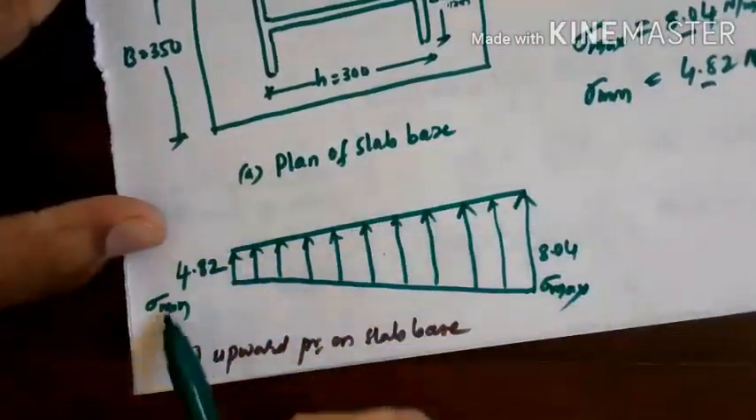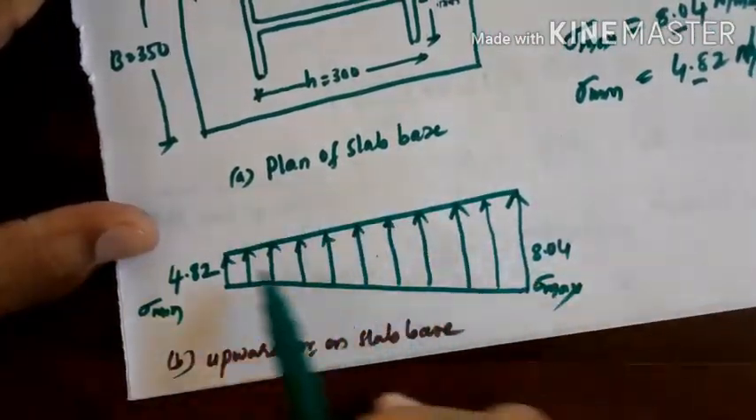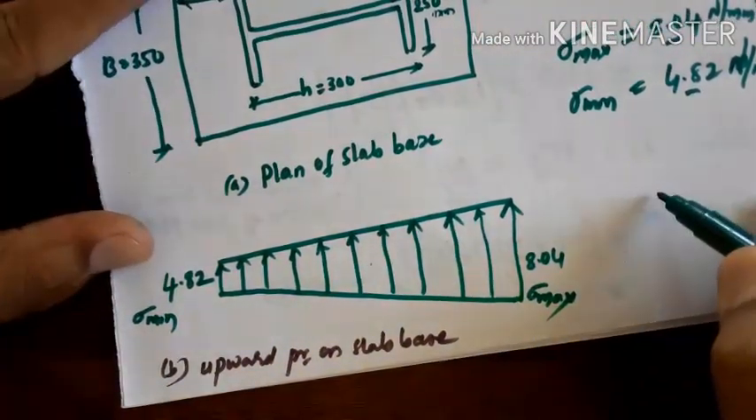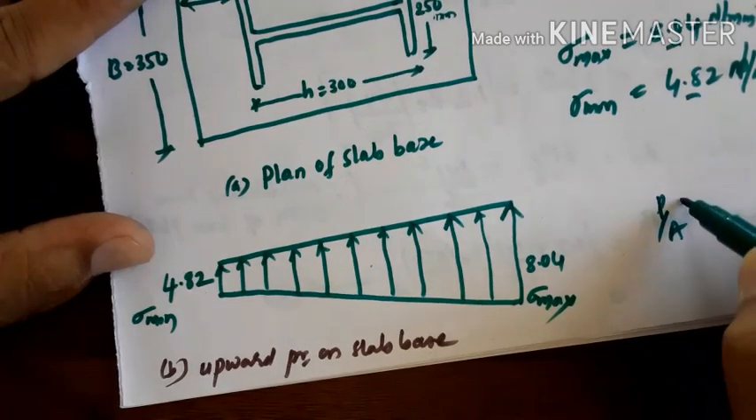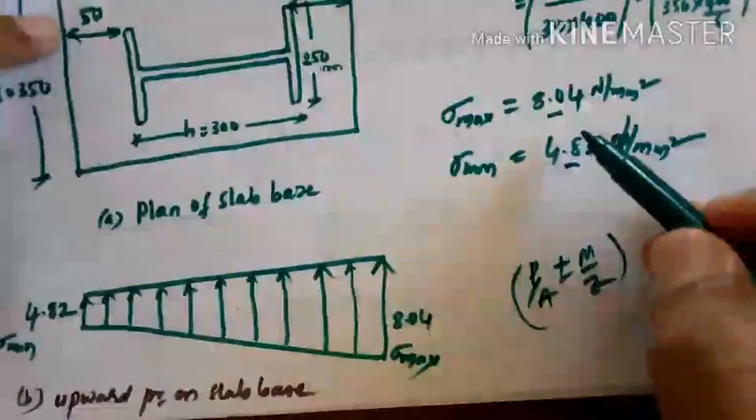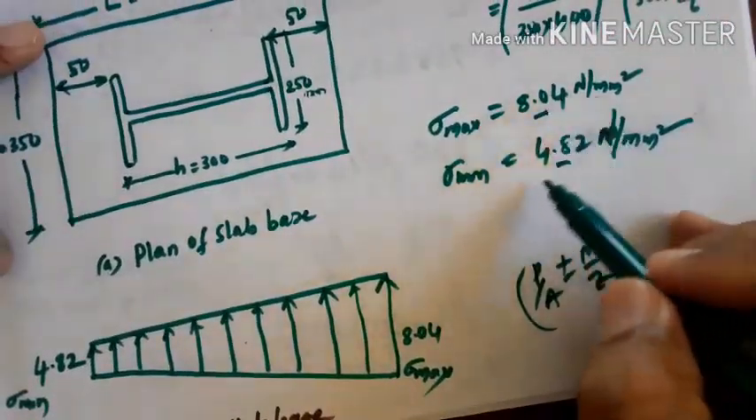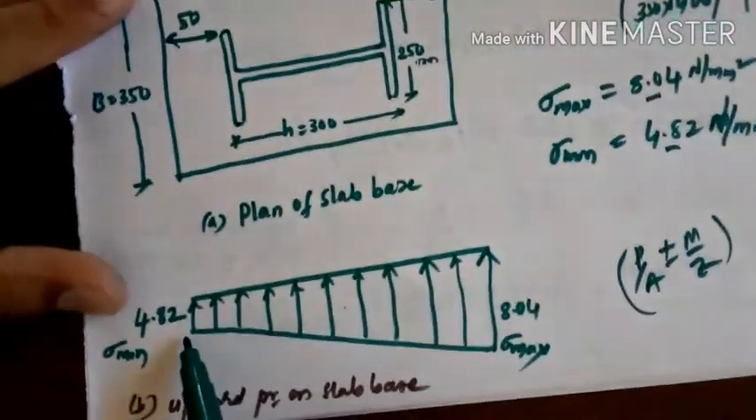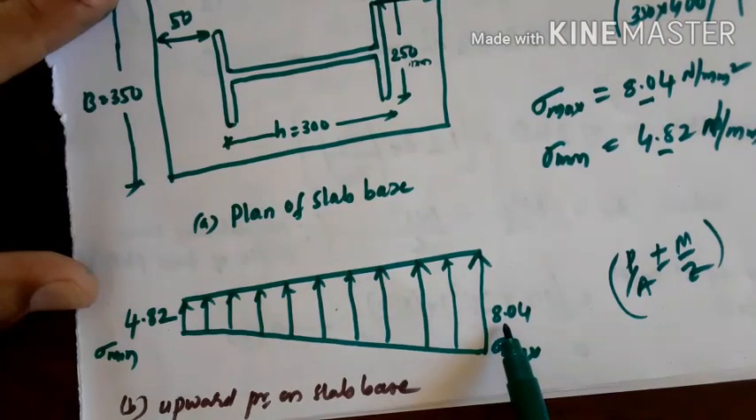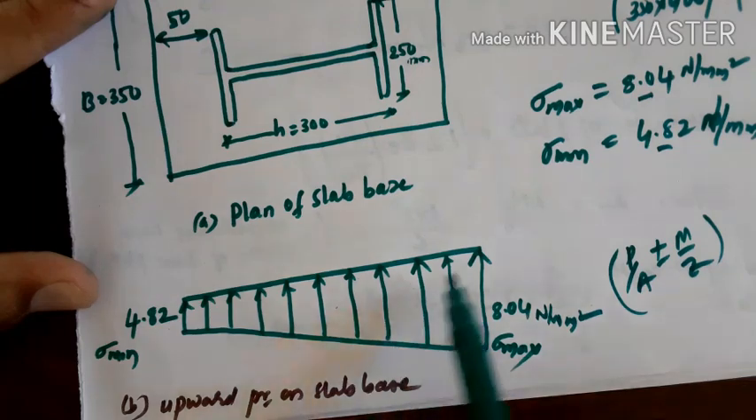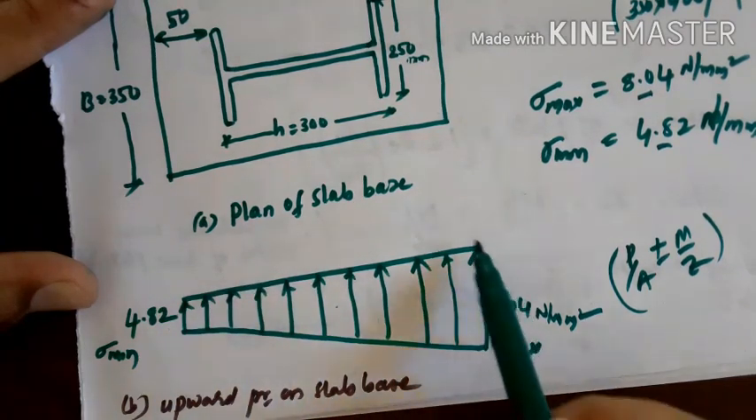These two stresses. When I plot, I explained again in the previous lectures how the stress distribution underneath the column base plate, by taking P by A plus or minus M by Z, how the variation will be, is all explained, and we have got the stress distribution values underneath the column base plate. Based on this, we have got a minimum value, that is 4.82, and the other one is a maximum value, 8.04 Newton per millimeter square. Then this is the upward pressure on a base slab.